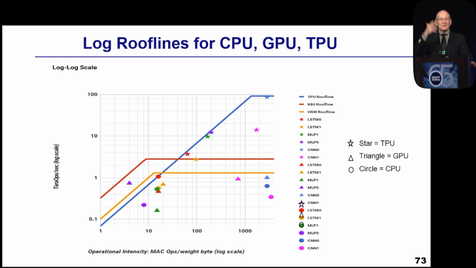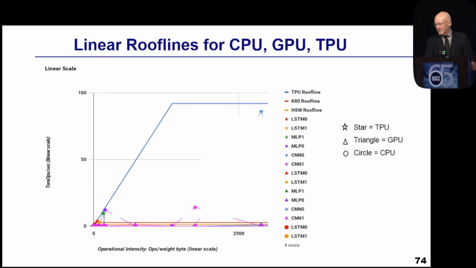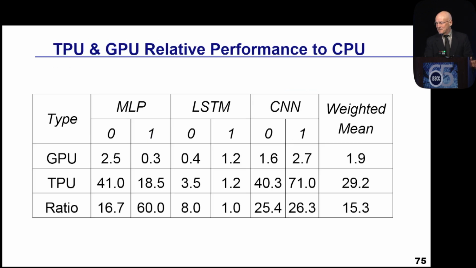If we put all of them together, you can see on a log-log scale what the relative performance looks like, but I don't think in log-log scale, I have to think linear, so that's what it looks like. So it's a lot faster. So how much faster is it? If we compare our 6 benchmarks, the GPU is about twice as fast as the CPU. The TPU is about 30 times faster than the CPU, so the TPU is about 15 times faster than the GPU.